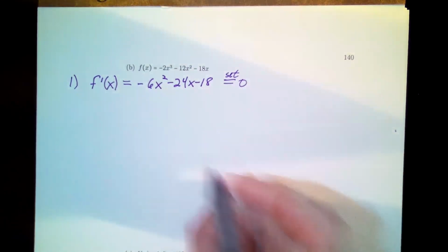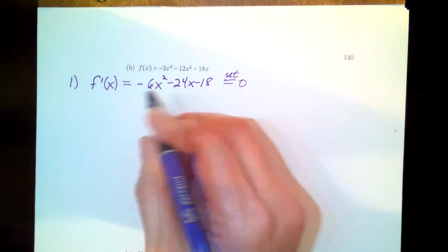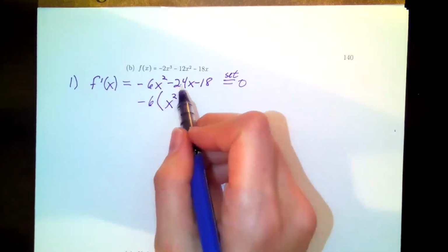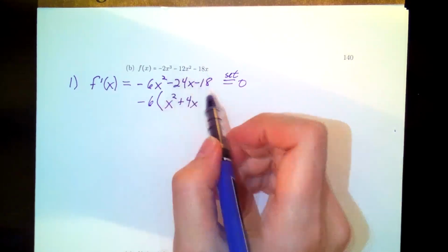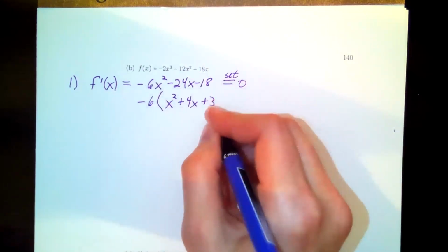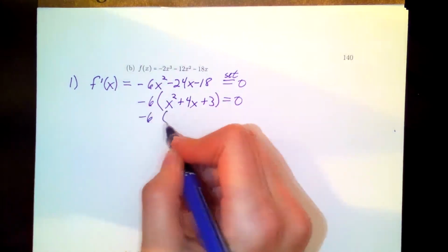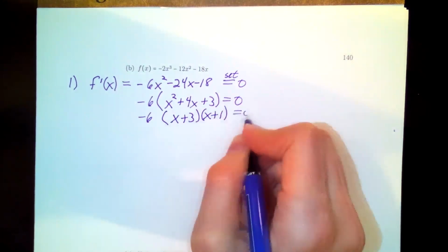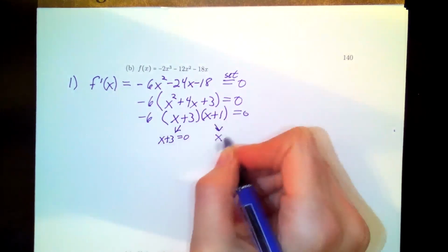Again, factoring is your friend with this type of thing. So if I'm looking at this equal to 0, I'm going to take out a minus 6 from this as a greatest common factor. So negative 24 divided by negative 6 is positive 4. So I have positive 4x. Then I have negative 18 divided by negative 6 is positive 3. There we go. Now let's factor this quadratic here in the middle. It factors into x plus 3 times x plus 1. So when you set each of these pieces equal to 0 and solve, you'll have your critical numbers.